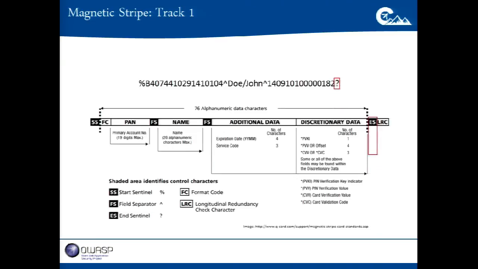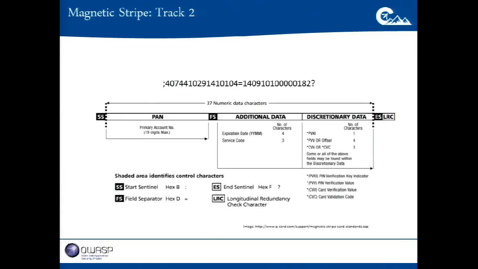Again, there is an end sentinel saying that this is the end, and the LRC, which we'll look at in a few minutes. So this is basically what your track one has on the back of your card. We went a little bit into detail because, as I said, this will be greatly helpful for us when we look at our malware.